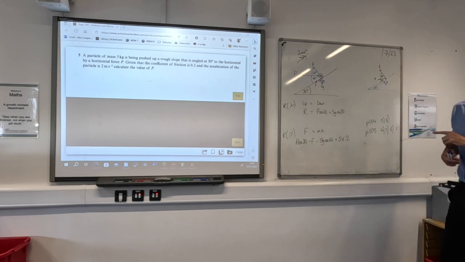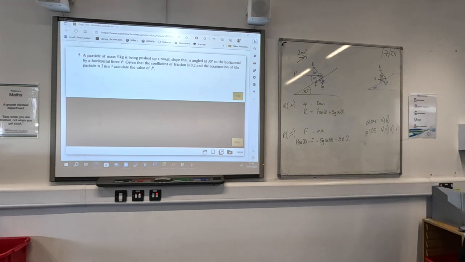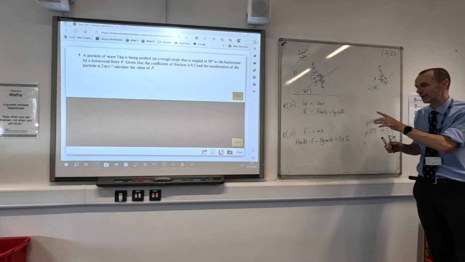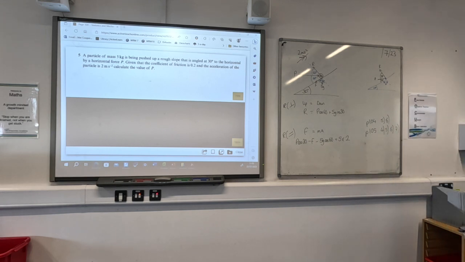Now we're being asked to work out the value of P. At the moment we can't get any further with that. I'm hoping that somewhere along the line we're going to work out the value of R, because that will allow me to rearrange that, but let's sit tight with that.